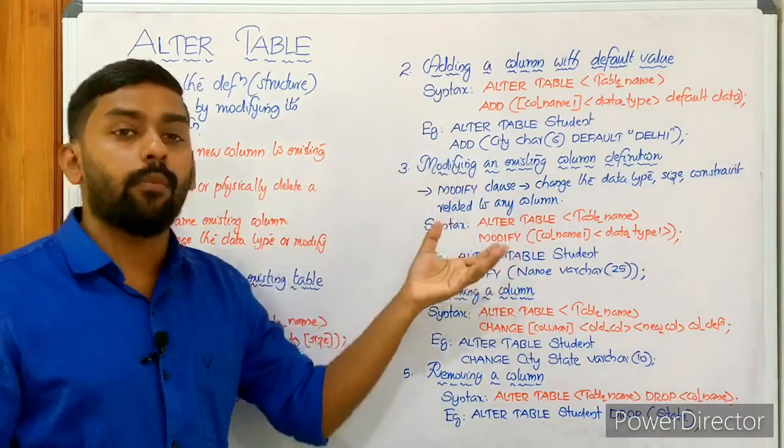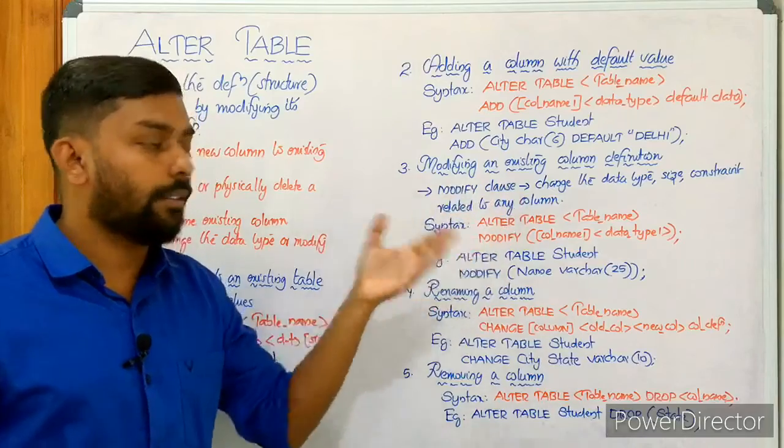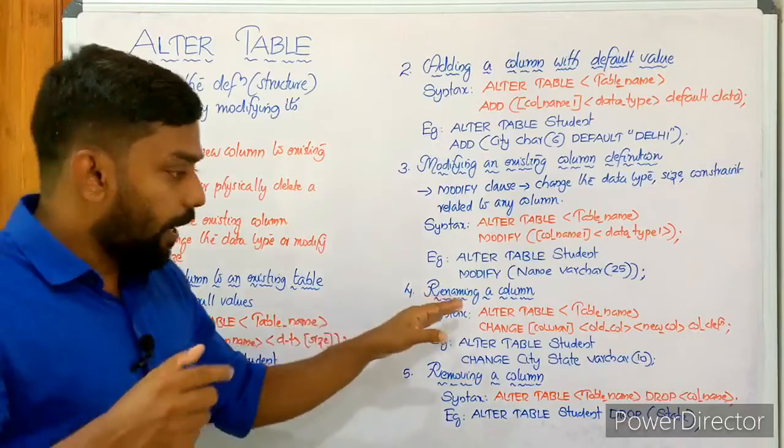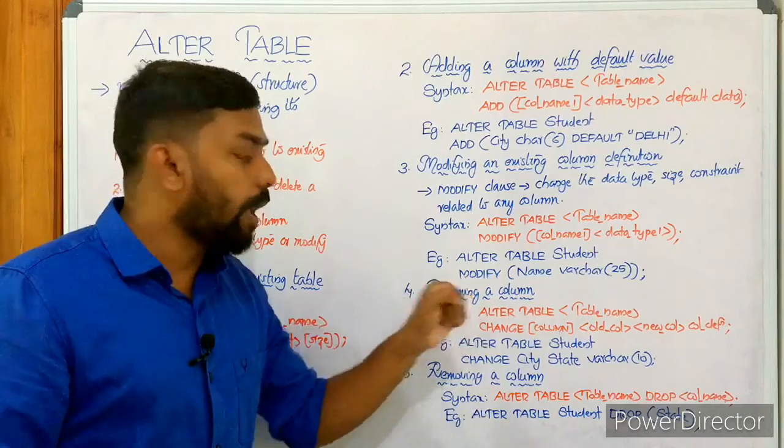So this way we can modify a column's definition. We are not looking at changing data type and constraints now. We can discuss it later, since it's actually not a part of the syllabus. Then renaming a column.